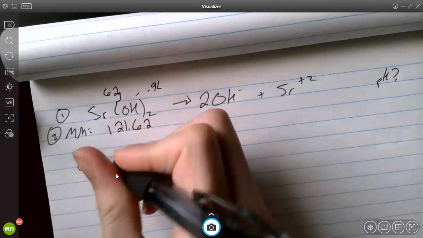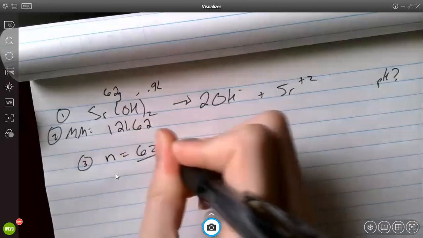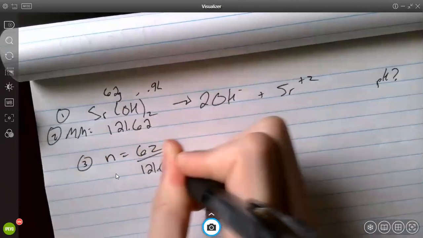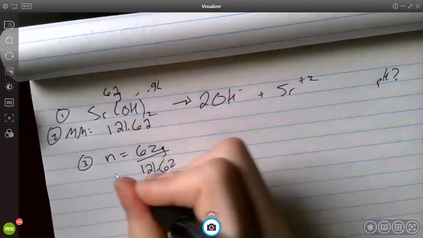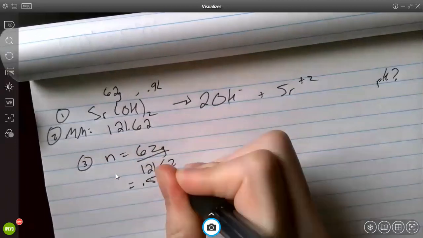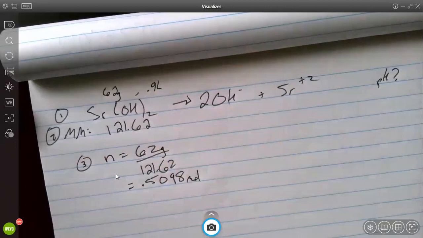Step 3, once again, do moles equals mass over molar mass. We were given the 62 grams in the equation, so we just divide that by the molar mass that we just calculated and get 0.5098 moles of strontium hydroxide.